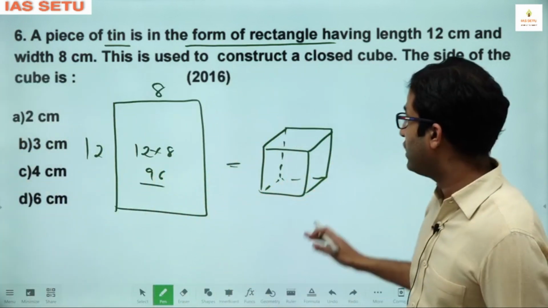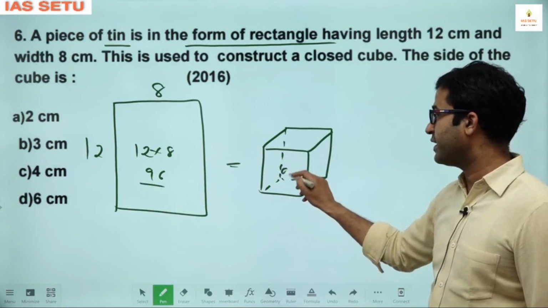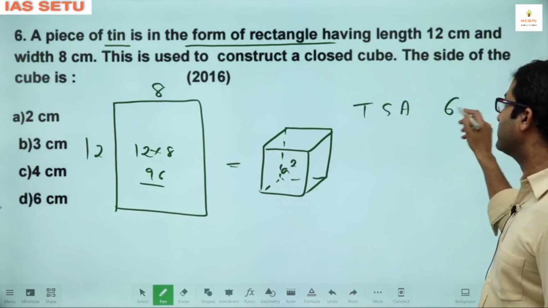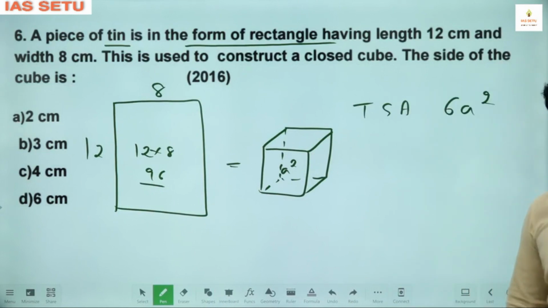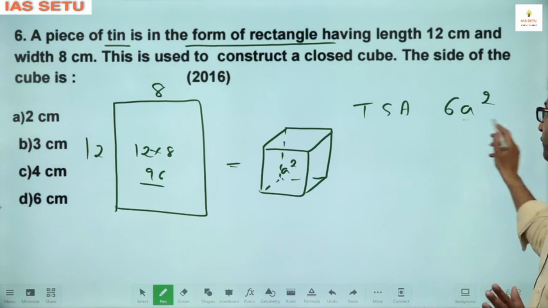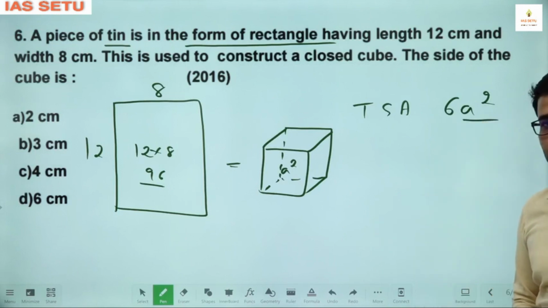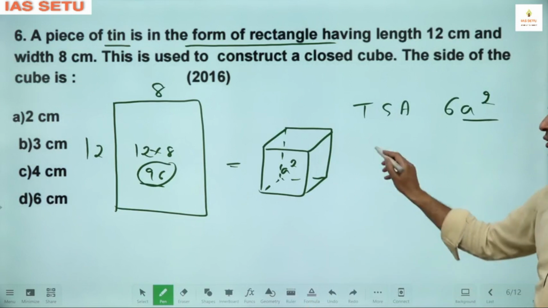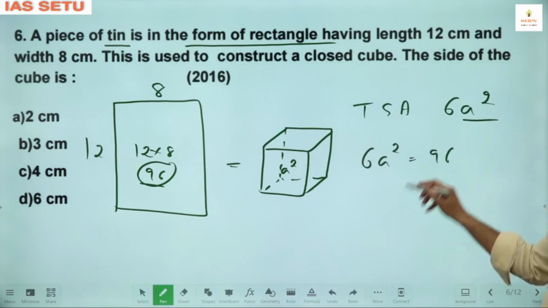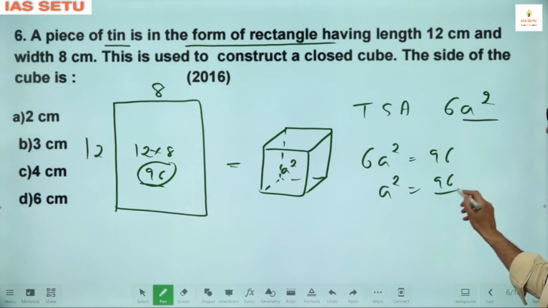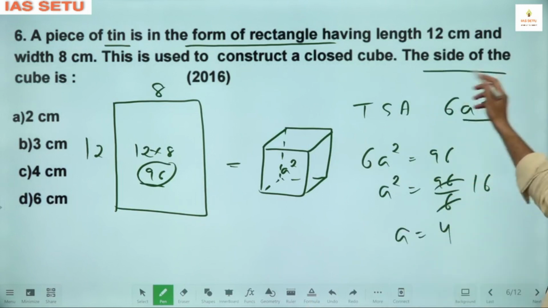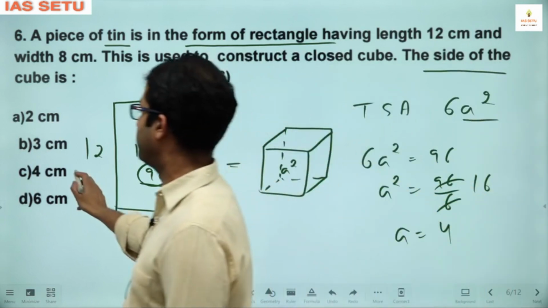What is the formula? Every face area is A square, where A is the side. So what is the total surface area? 6A square. There are 6 faces. Every face area is A square because it is a cube, so 6A square. So this 96 is used as 6A square. So 6A square is equal to 96. A square is equal to 96 divided by 6, which is 16. The value of A will come 4. The side of the cube will be 4 centimeter.